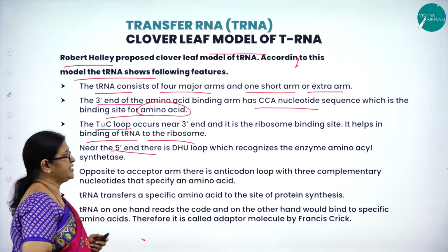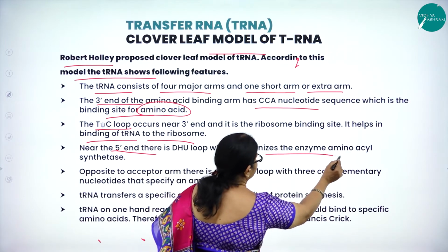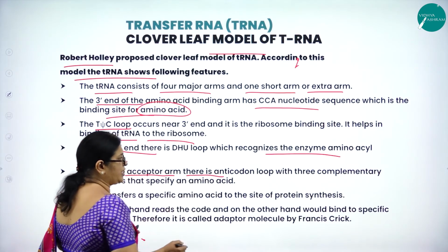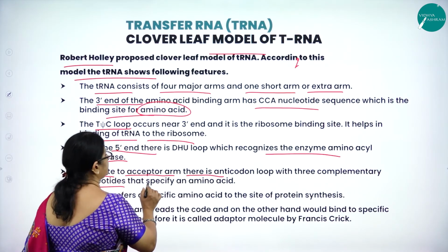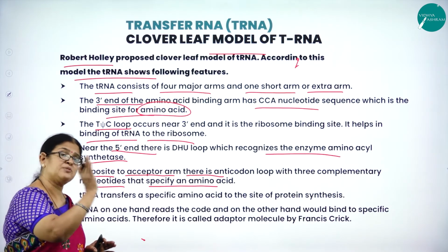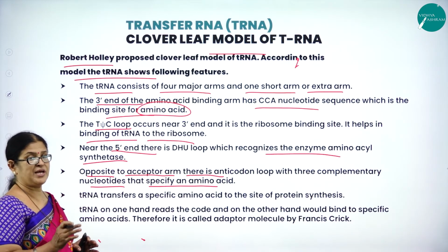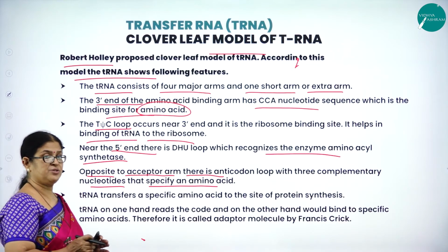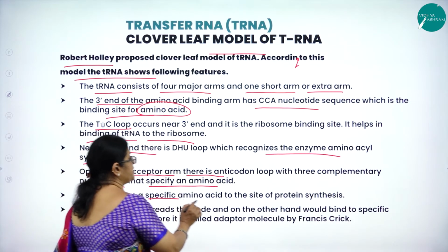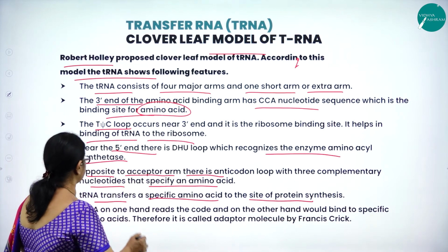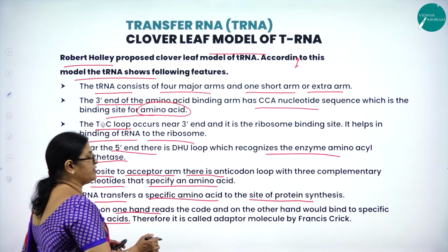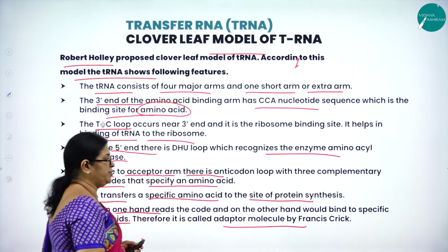Near the 5' end, there is the DHU loop, which recognizes the enzyme amino acyl synthetase. Opposite to the acceptor arm, there is the anticodon loop with 3 complementary nucleotides that specify an amino acid. tRNA, as I said, will pick up only that specific amino acid from the cytoplasmic pool to the site of protein synthesis. As you know, the ribosome is called the protein factory. So tRNA transfers the specific amino acid to the site of protein synthesis. tRNA on one hand reads the code and on the other hand binds to the specific amino acid. Therefore, it is also called the adapter molecule by Francis Crick.